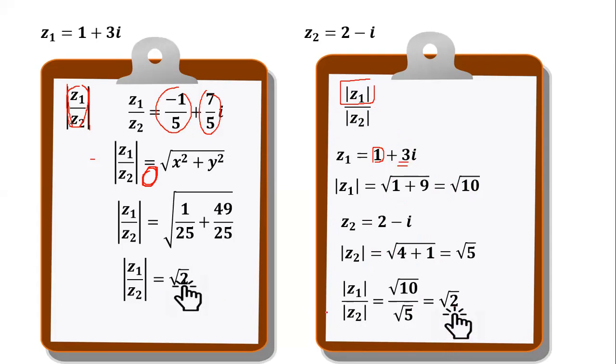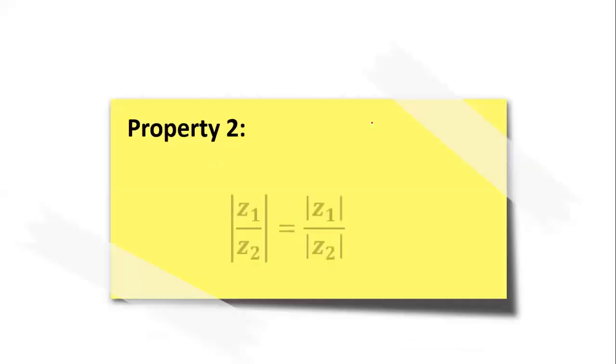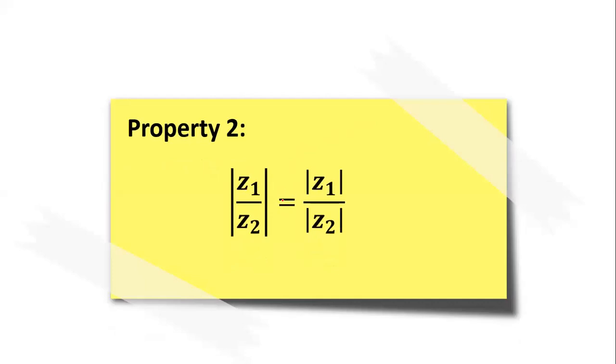Compare the two answers: the modulus of z1 over z2 and the modulus of z1 divided by the modulus of z2. We will conclude that they are equal to each other, and here is property number 2 concerning the modulus of any complex number.